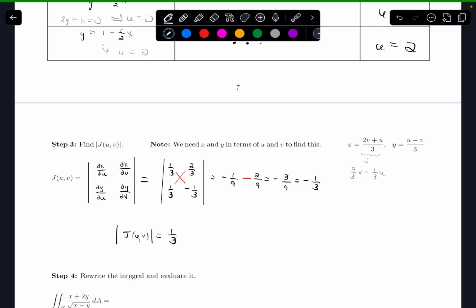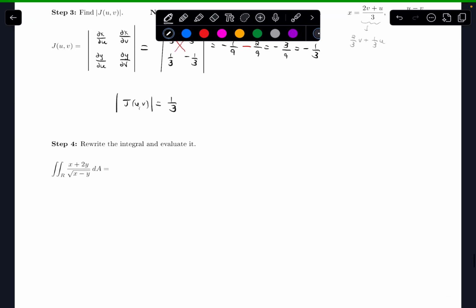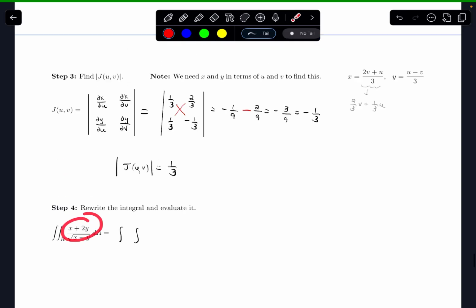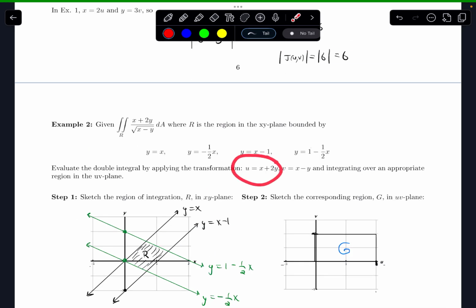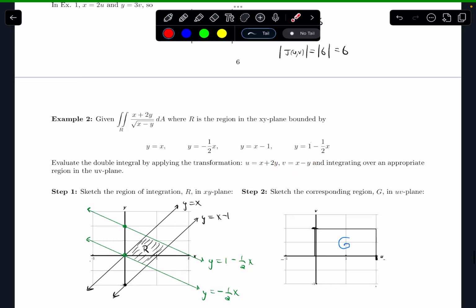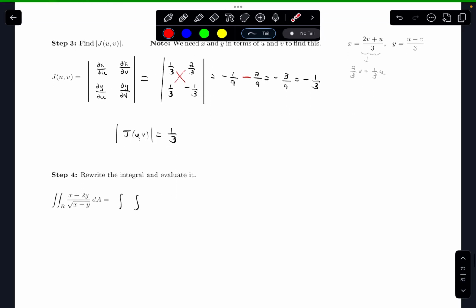Okay, so now we're ready for the last step, which is that we can rewrite the integral and evaluate it. So I'm going to get a new double integral where, well, what was x plus 2y? From my substitution, x plus 2y was u. And on the bottom, I have x minus y, and that's v. That's actually one of the reasons why we substituted that. So the x plus 2y on the top is just u. And then the square root of x minus y, we just saw, was v.